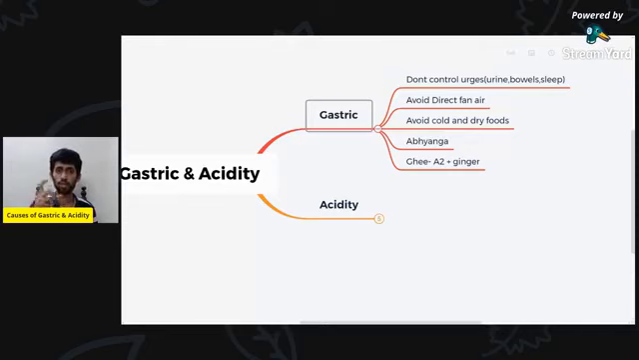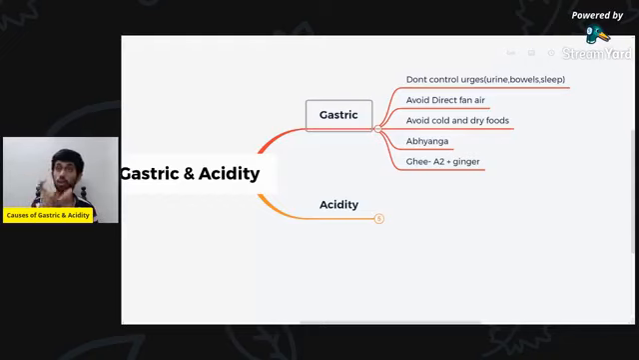First and foremost, you have to avoid the fan air directly. People go and sit directly next to the fan or below the fan, and that air is not good. So always sit a little away from the fan. Don't take that fan air directly. This is the first point to reduce your vata.